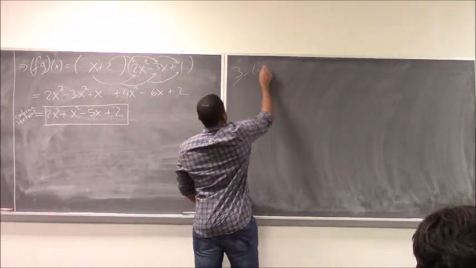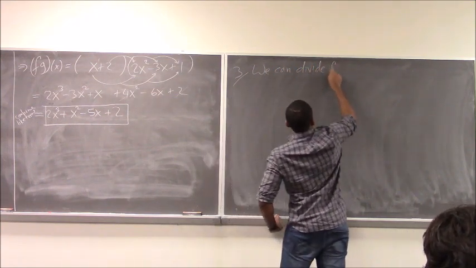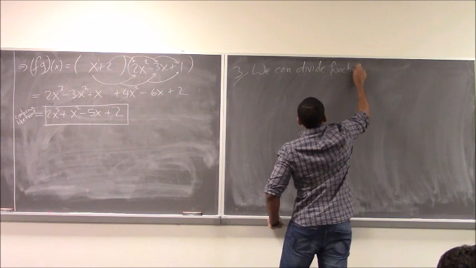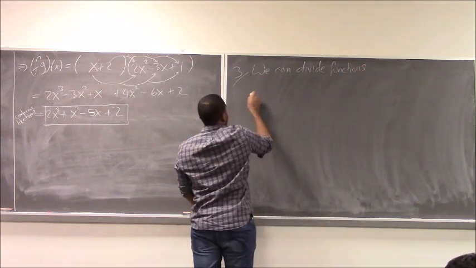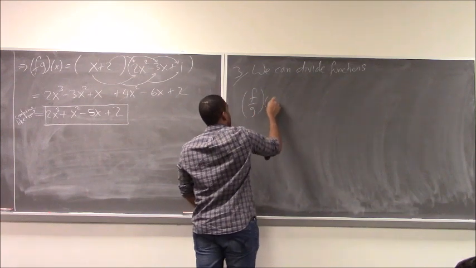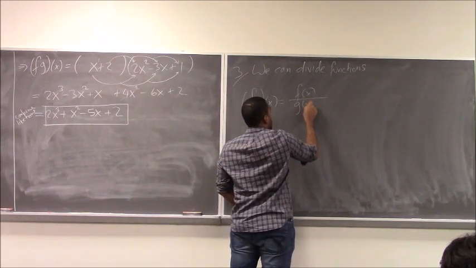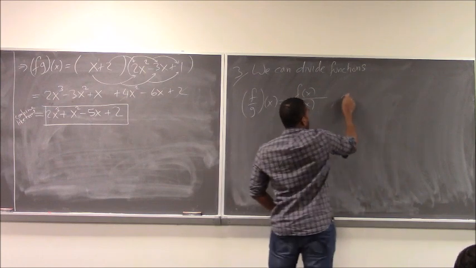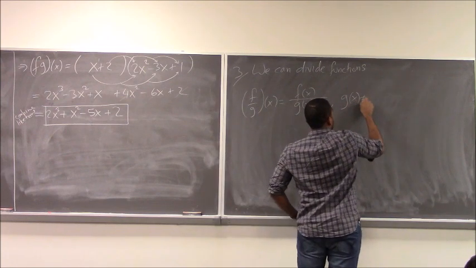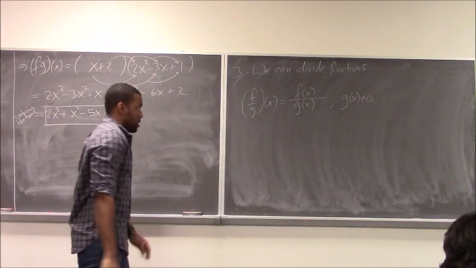3. We can divide functions. So we can create f over g of x equal to f of x divided by g of x. And this works, of course, when g of x is not equal to 0. So this function will be undefined whenever your denominator is 0.